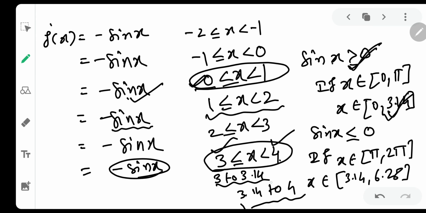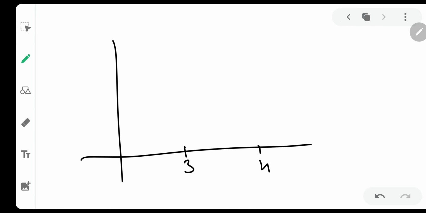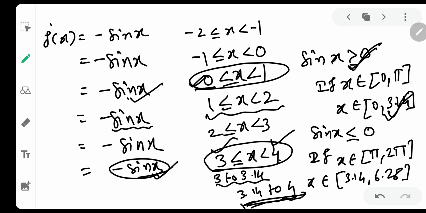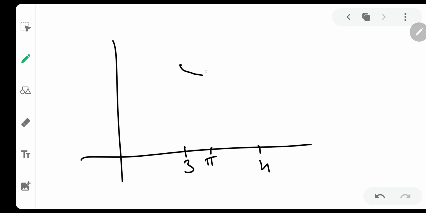From 3 to 3.14, sin x is positive, so minus sin x will be negative, so it is decreasing. So let me draw the graph. Over here I have pi, so from 3 to 3.14 it will be decreasing, and from 3.14 to 4, sin x is negative, so minus sin x will be positive. So we can say from 3.14, that is pi, to 4 it will be increasing. You can see that for a brief span of 3 to pi it is decreasing, and for a brief span of pi to 4 it is increasing.